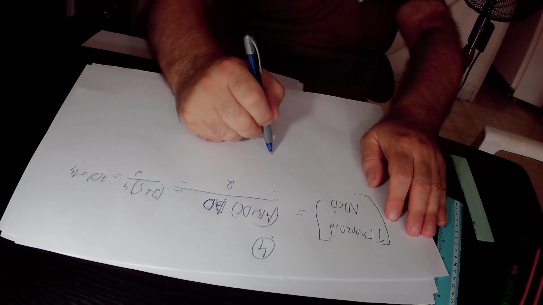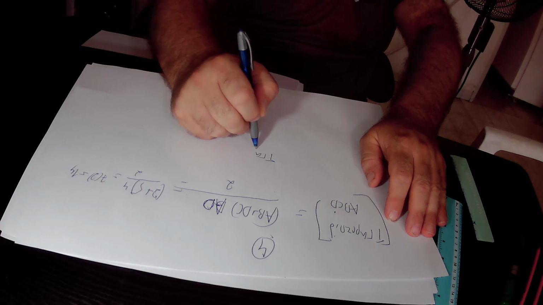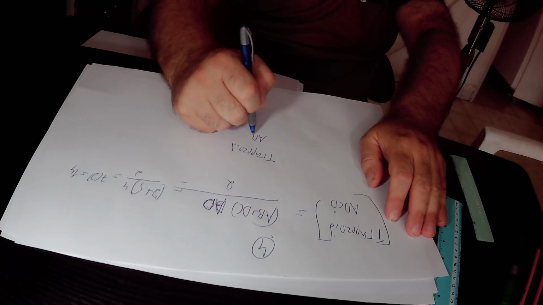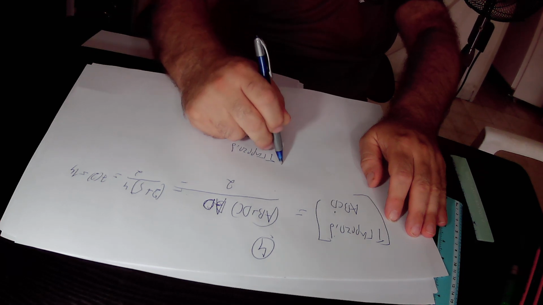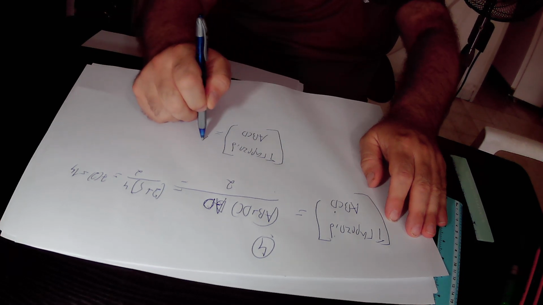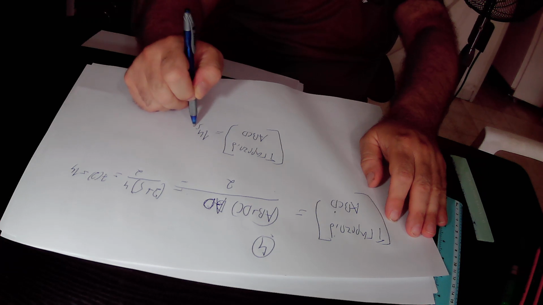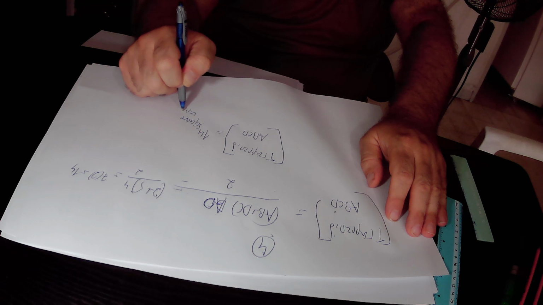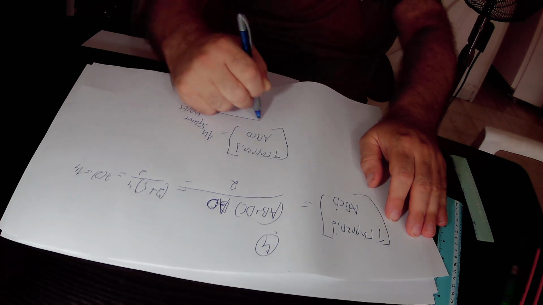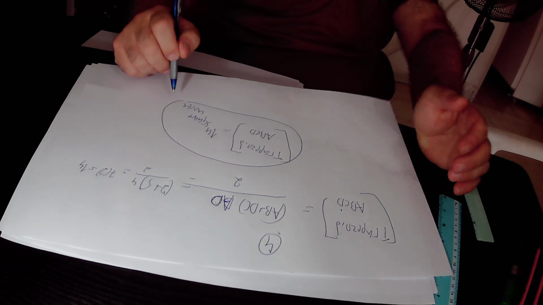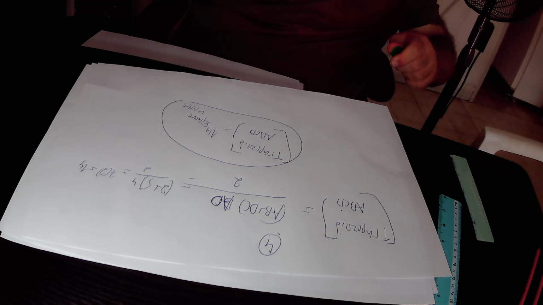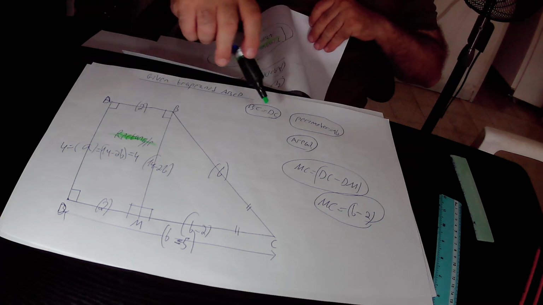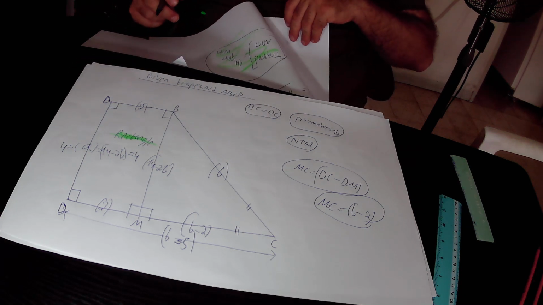So we found out that the area of trapezoid ABCD is equal to 14 square units. And that is the answer to the question. And again, we have found out that the area of this trapezoid ABCD is equal to 14 square meters.